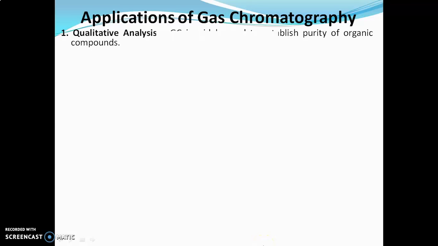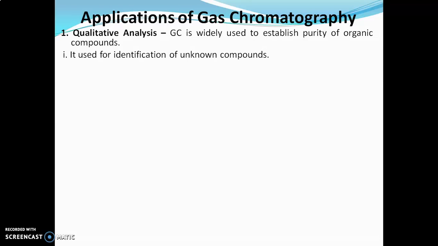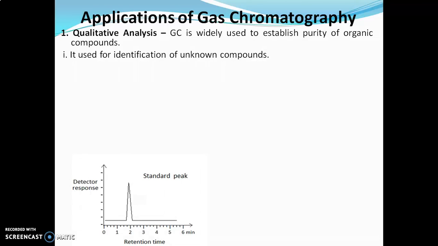Applications of gas chromatography. The first application is qualitative analysis. Gas chromatography is widely used to establish the purity of organic compounds. In qualitative analysis, the first one is identification of an unknown compound. For identification of an unknown compound, we require a standard peak.